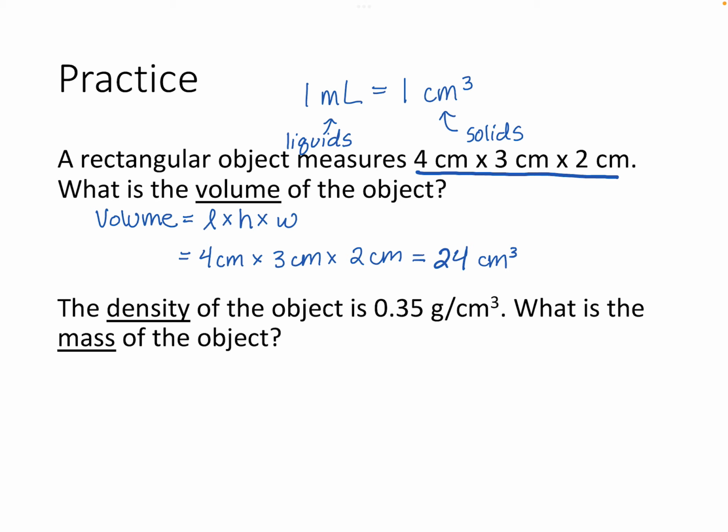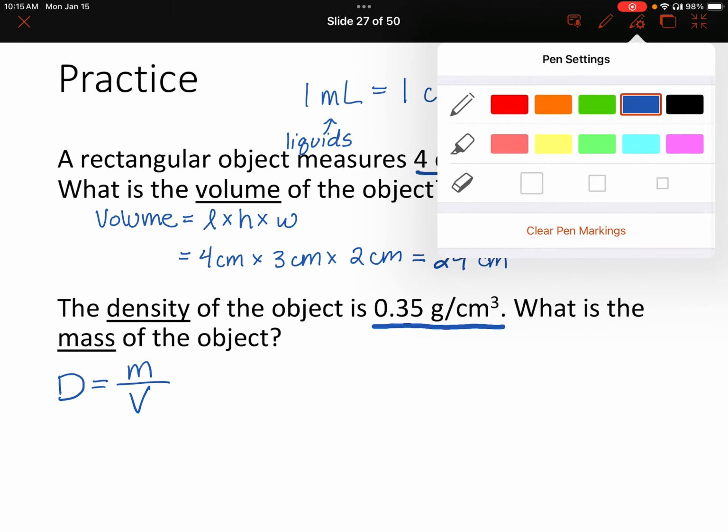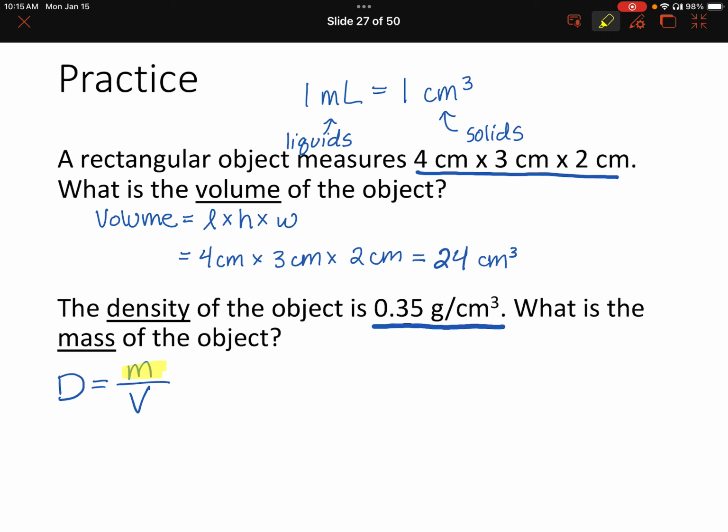Now, down below it says the density of that object is 0.35 grams for every 1 centimeter cubed. So what is the mass of the object? Okay, so we said earlier that density is equal to mass over volume. And I like to remember this as DMV, like the Department of Motor Vehicles. So we're given the density and we're given the volume, or we solved for the volume earlier. So now we just have to solve for mass. We don't know what the mass is.